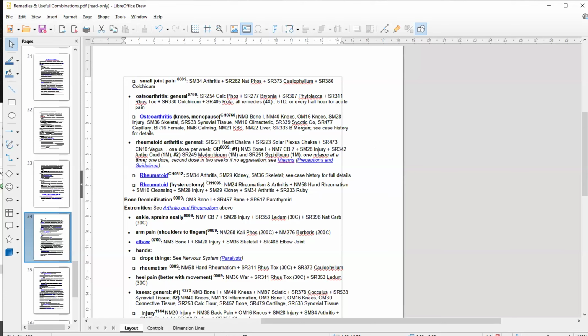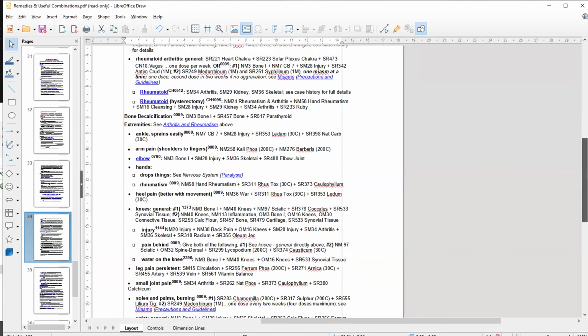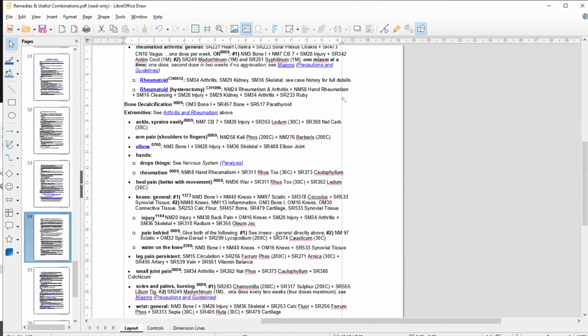So, rheumatoid arthritis. Rheumatoid arthritis, again arthritis, kidney, skeletal, and hysterectomy. I told you, if the uterus is removed, it again creates rheumatoid arthritis, weakness of the bones. In such cases, you can use this. So, bone decalcification, fantastic. We must thank those people who have done this wonderful job.